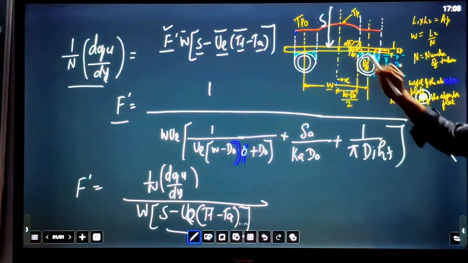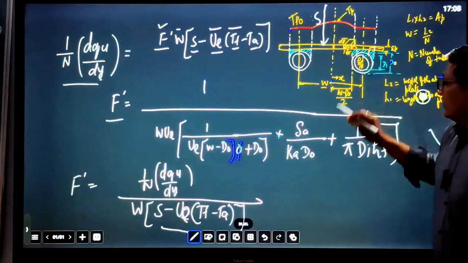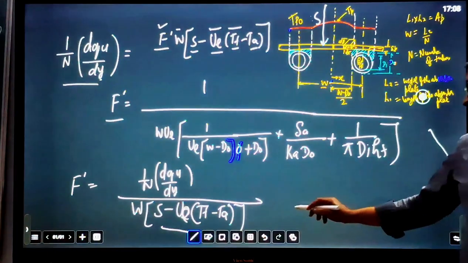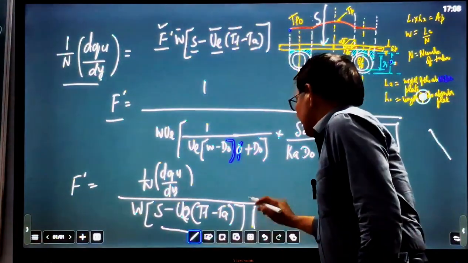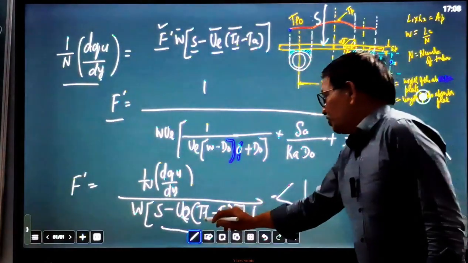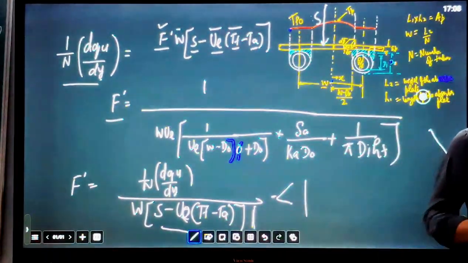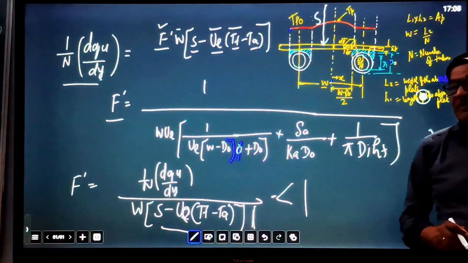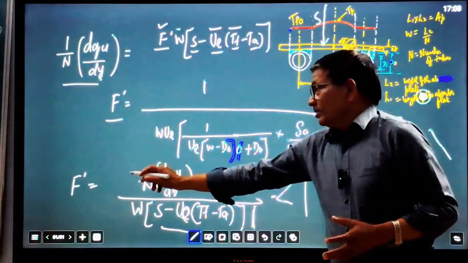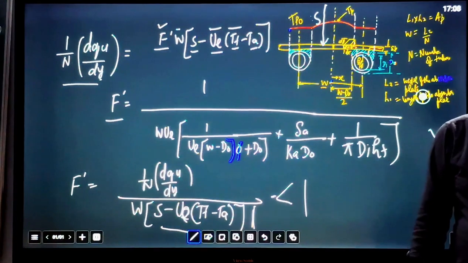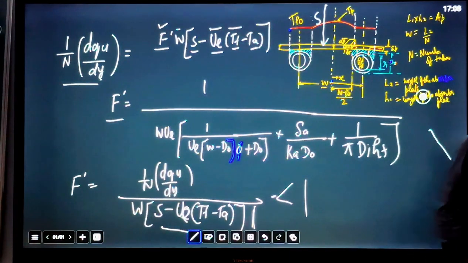When the collector plate temperature Tp becomes Tf, this ratio will always be less than 1, because Tp can never reach Tf, meaning the collector plate temperature can never be equal to the fluid temperature in the tube. That's why this ratio is always less than 1. So this is the effectiveness by which we can define collector performance. This is the collector efficiency factor F'.